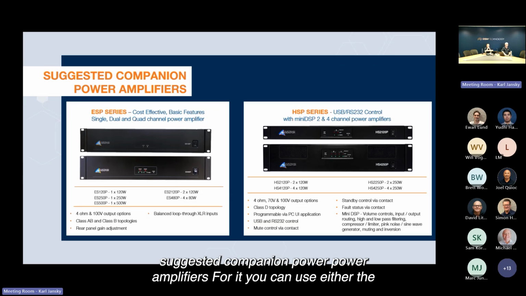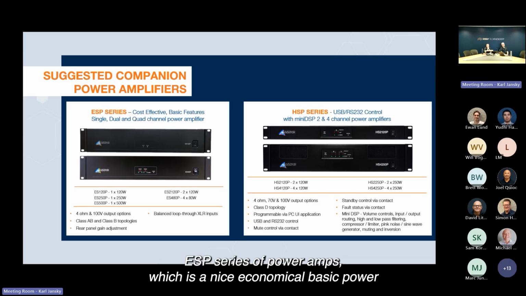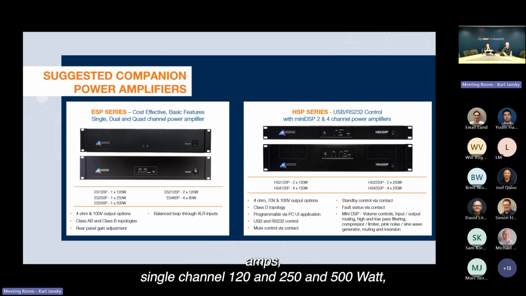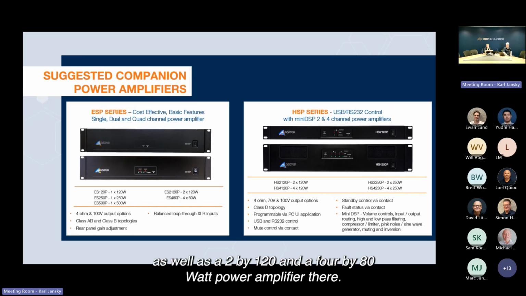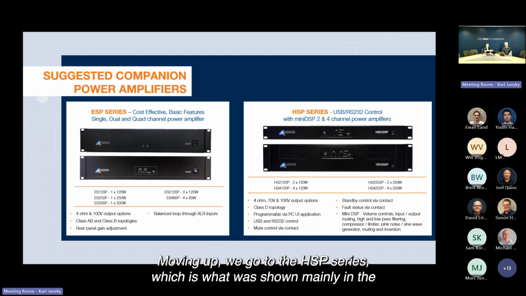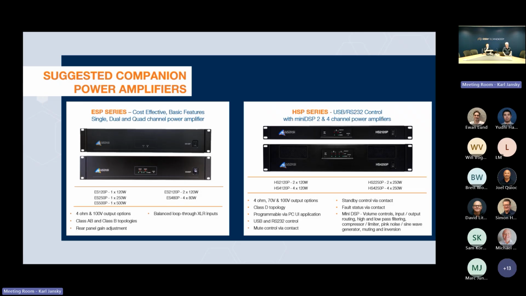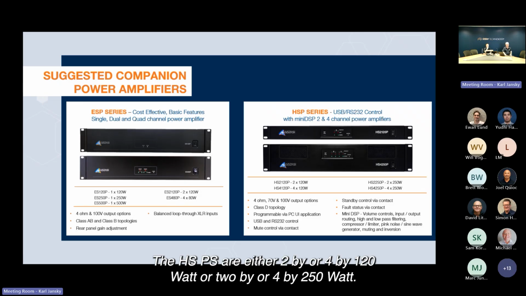Power amplifiers. Suggested companion power amplifiers for it. You can use either the ESP series of power amps, which is a nice economical basic power amp, single channel 120 and 250 and 500 watt, as well as a 2x120 and a 4x80 watt power amplifier there. Moving up, we go to the HSP series, which is what was shown mainly in the application notes. The HSPs are either 2x or 4x120 watt, or 2x or 4x250 watt.